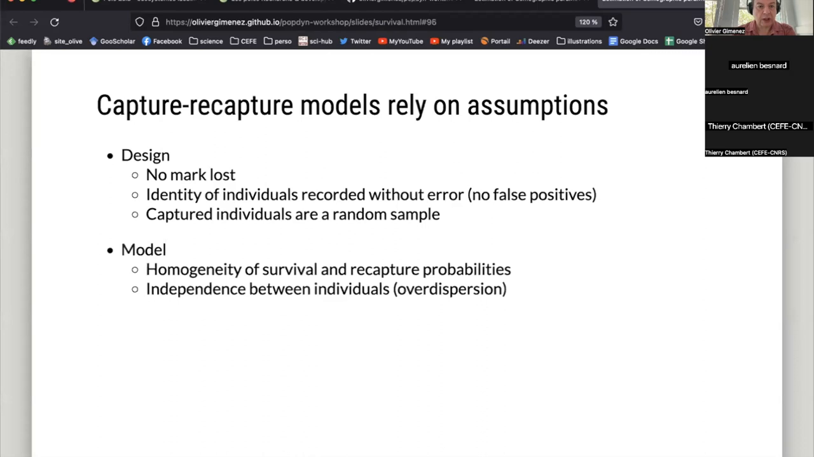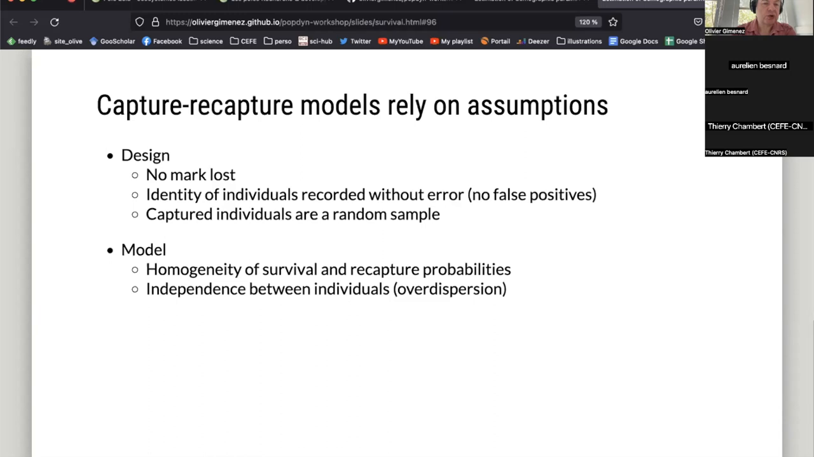And more specifically for the conventional CJS model, survival and recapture probability should be homogeneous. There are ways to test for that. You also can use a covariate to relax this assumption, like we saw yesterday. And individuals should be independent. Otherwise, you get into trouble with overdispersion, like what you get in standard generalized linear models. And here again, we have some ways to account for that.